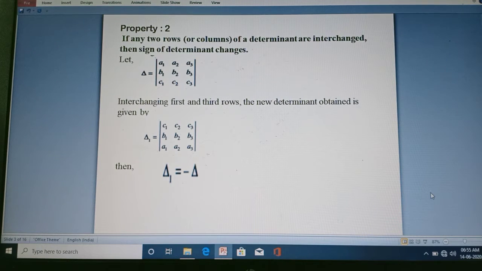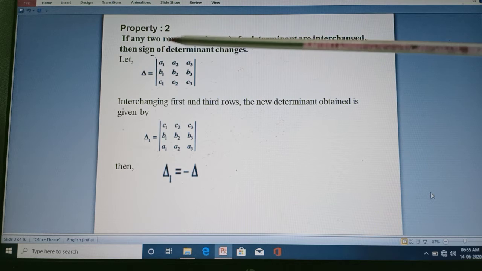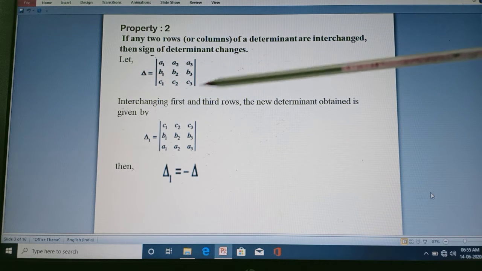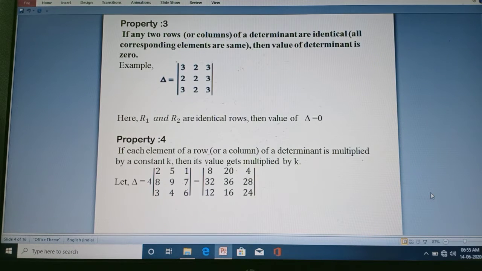So what we have understood is that if we interchange any two rows or any two columns of a determinant, the sign of the determinant changes. Sign changes means if the value of determinant is negative, then after interchanging two rows or two columns, it becomes positive. If it is positive, then it becomes negative. So I hope, students, you understood this property. Next I'll explain the third one.